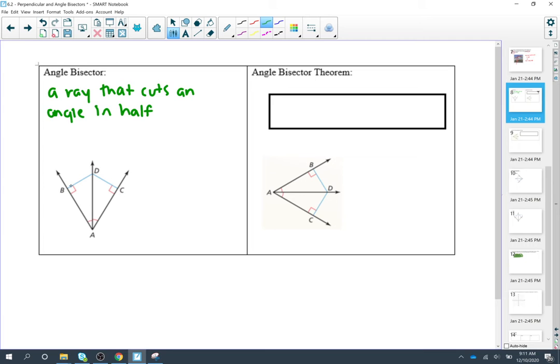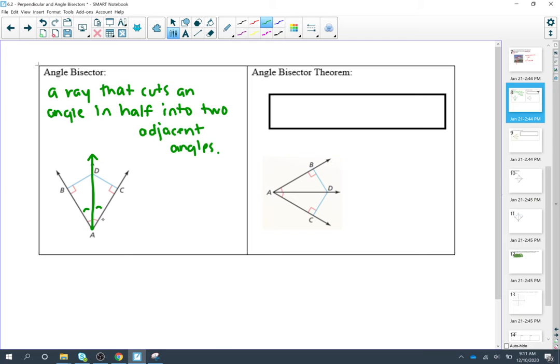If we take a look at this and we have angle BAC, then our angle bisector would be AD, and it's going to cut it in half into two adjacent angles. Adjacent, remember, means touching. So now I know that angle BAD is congruent to angle DAC, because bisect means cuts in half, so these are going to be equal, and they're also adjacent because they're touching and sharing a ray.